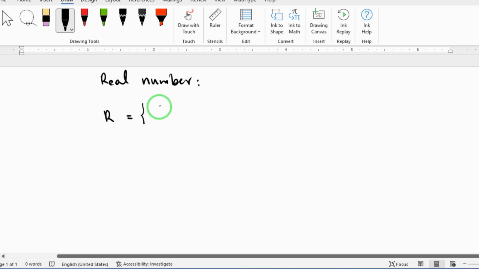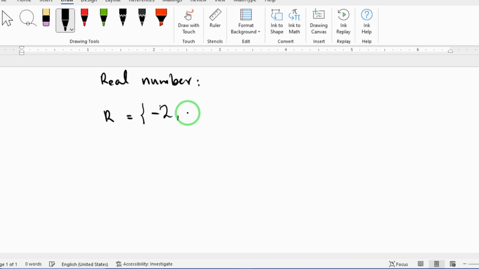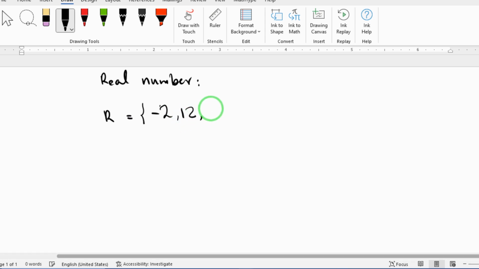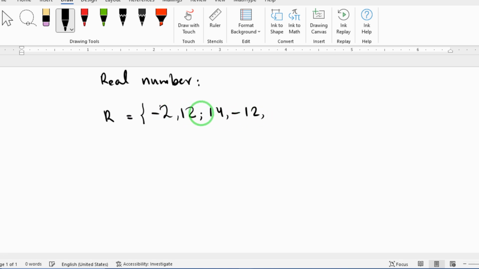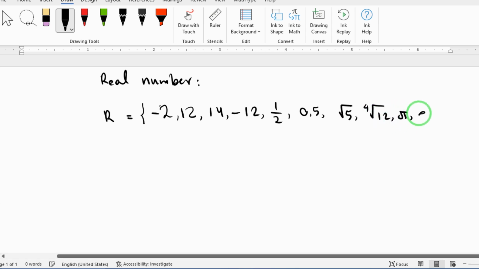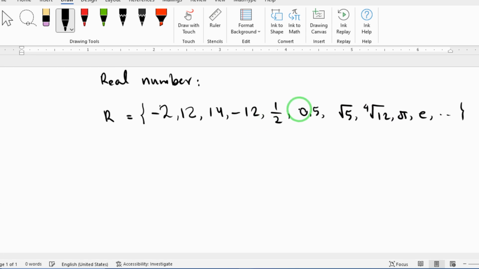For example, -2, 12, 14, or -12. They are rational numbers and also real numbers, or 1/2 and also 0.5. These are also rational numbers and real numbers. And it can also be an irrational number, for example, square root of 5, 4th root of 12, pi, e, and etc. These numbers are real numbers.